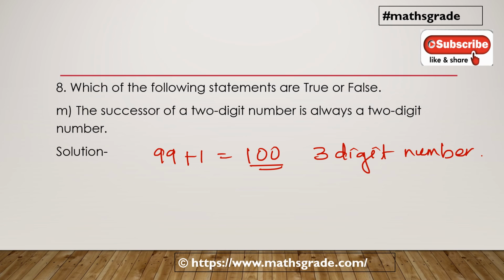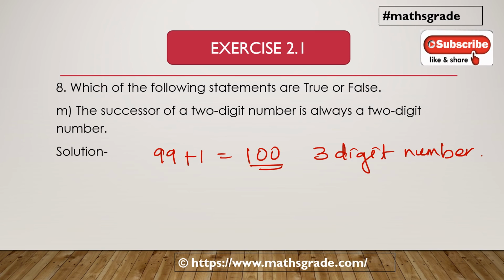So the successor of a 2-digit number can be a 3-digit number, but it is given that the successor of a 2-digit number is always a 2-digit number. This is false, because the successor of a 2-digit number can be a 3-digit number. This is false.